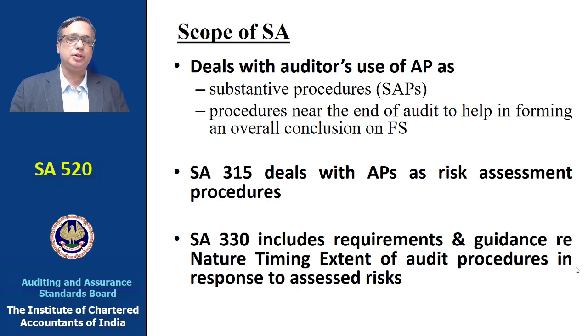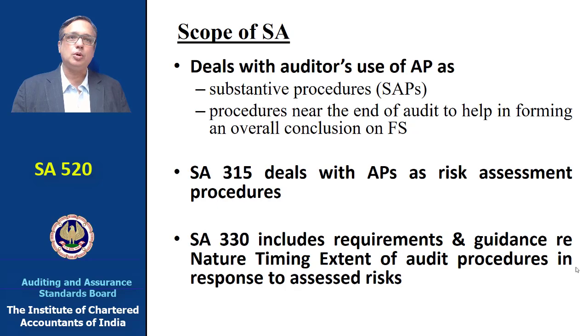One of the things to be remembered in terms of SA 520 is that it has a close relationship with SA 315 and 330, which is basically risk assessment procedures and how to deal with those risk assessment procedures while determining the nature, timing and extent of audit. So these are quite interlinked. It would be useful that when you're looking at the requirements of SA 520, you also look at the requirements of SA 315 and SA 330.